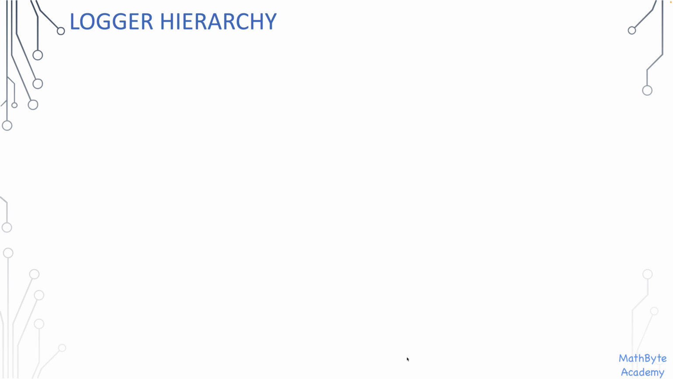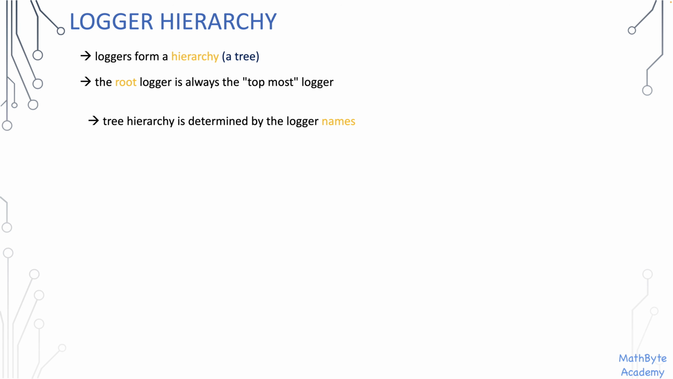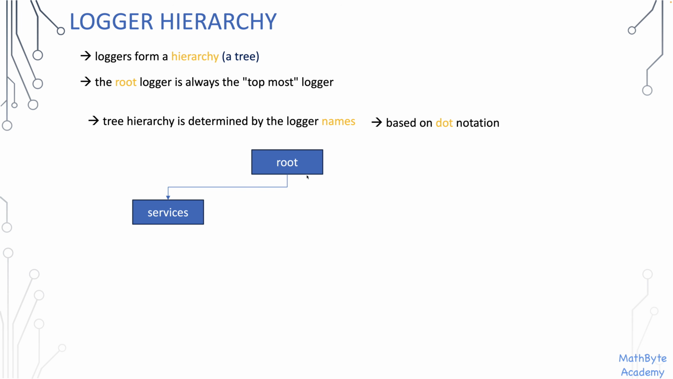Now, we can create multiple loggers. We've got this root logger. There is in fact a logger hierarchy that we have available. They form a tree. Essentially, loggers are organized in a tree structure. The root logger is always the topmost logger. And the tree hierarchy is actually determined by the logger names, and it is based on having dots in those names. It's dot notation.